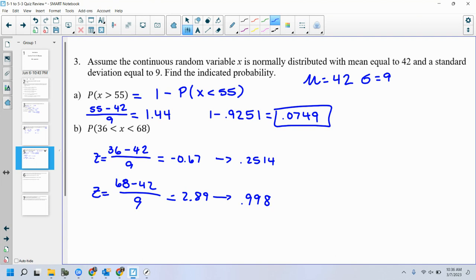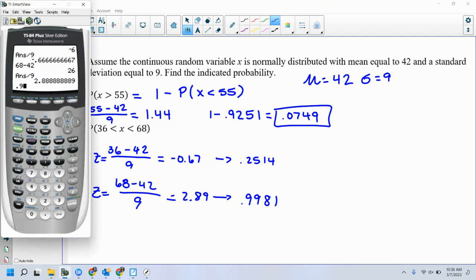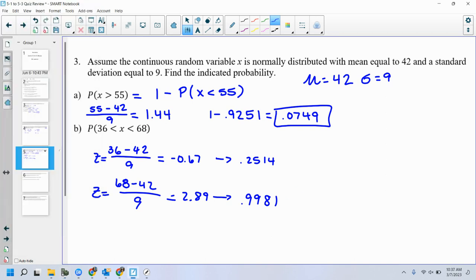0.9981. And if I want the probability in between there, I just take 0.9981 and subtract away 0.2514, and that gives me 0.7467. So now I can say picking a number between 36 and 68 has just about a 75% chance of happening, knowing that the mean is 42 and the standard deviation is 9. Questions about that?